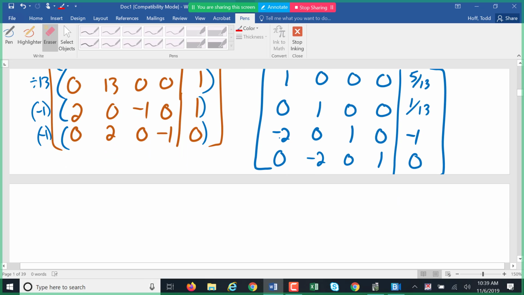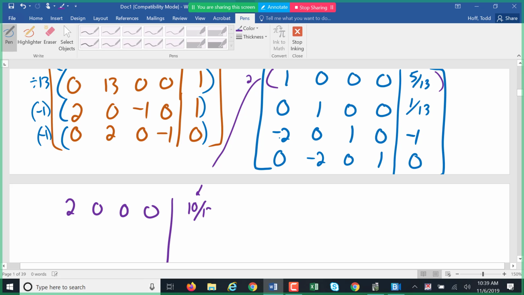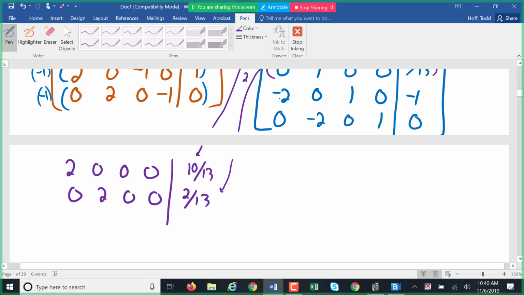So I'm going to start out, I'm going to take the top row times 2. That'll give me 2, 0, 0, 0, augmented with 10/13. I'm going to actually take the second row times 2 as well. Give me 0, 2, 0, 0, 1/13 times 2 is 2/13. And the last rows I'm going to leave as they are. So -2, 0, 1, 0, -1, 0, -2, 0, 1, 0.